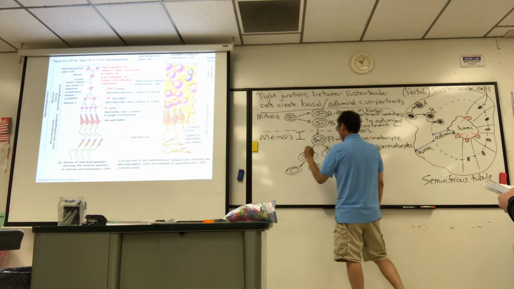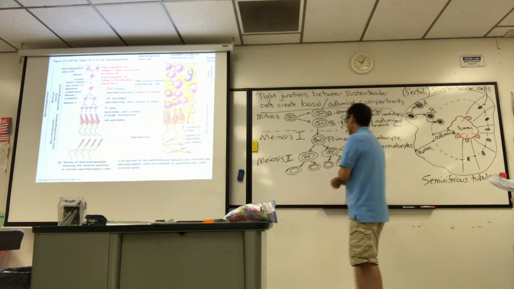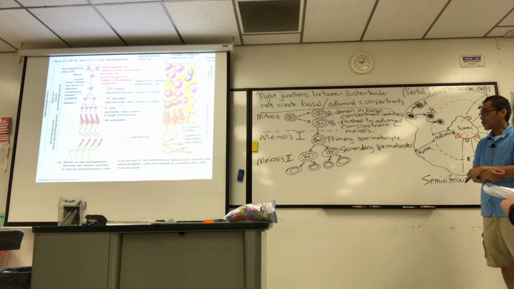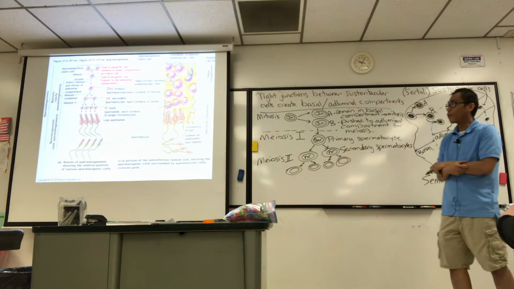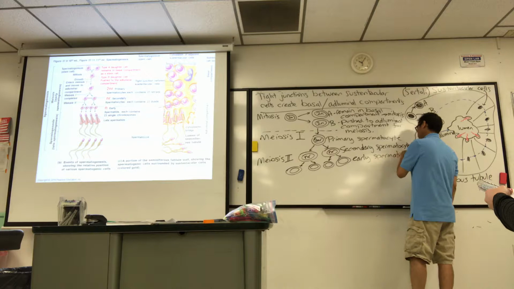So you need that second division. You need meiosis two, because the information is haploid, but it's still replicated. So from the one primary spermatocyte, you get two secondary spermatocytes, and you get four early spermatids. And each of those has haploid DNA, which is the goal.